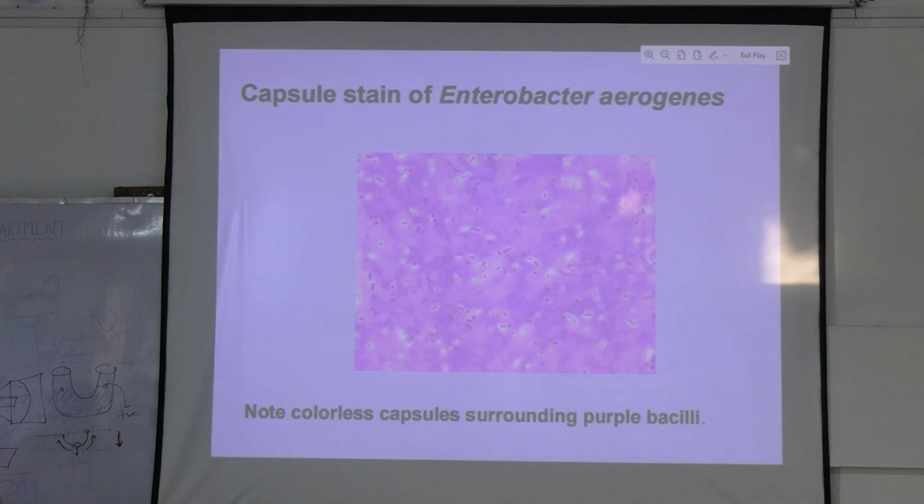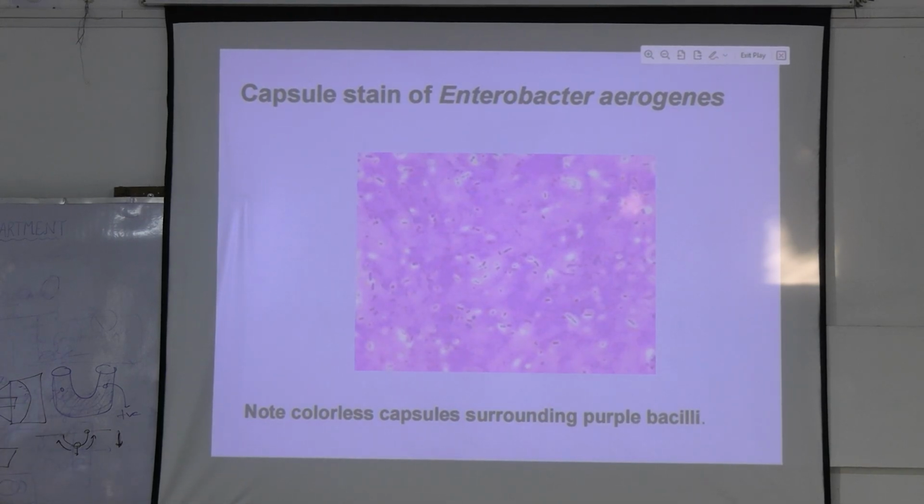where we stain only the capsules, and also can be appreciated even on gram stain. Like over here, I think you can see the bacterium has taken up the stain, the background is stained, but the capsule is not stained. Hence, I think you can appreciate a halo around all the bacteria. This halo is because of the presence of capsule.